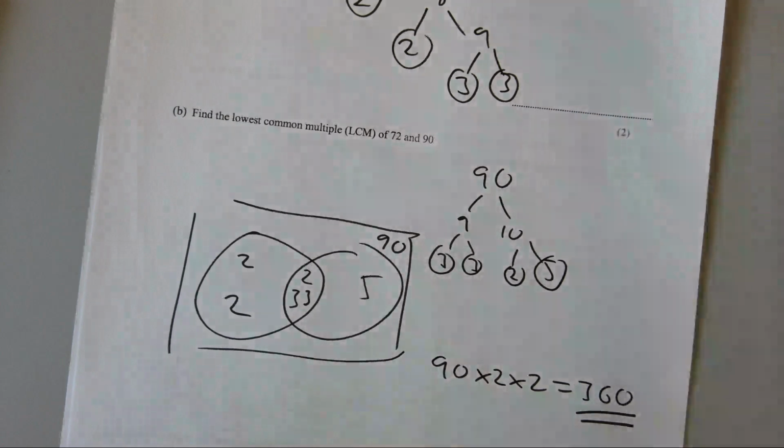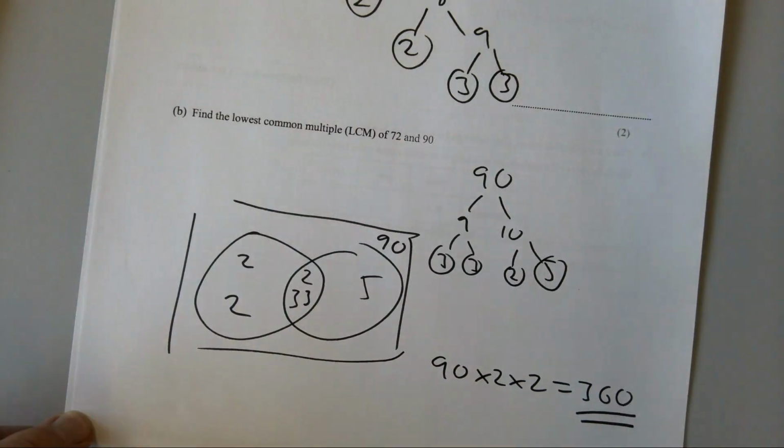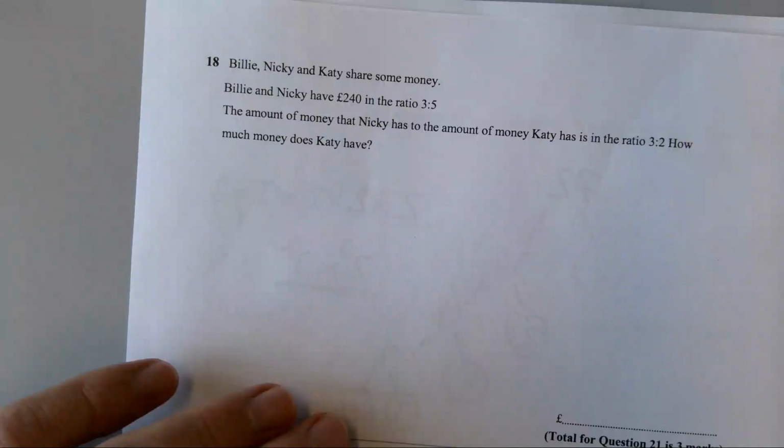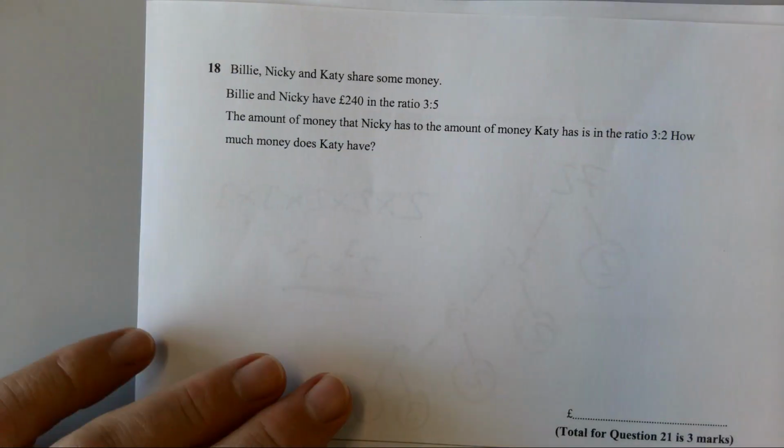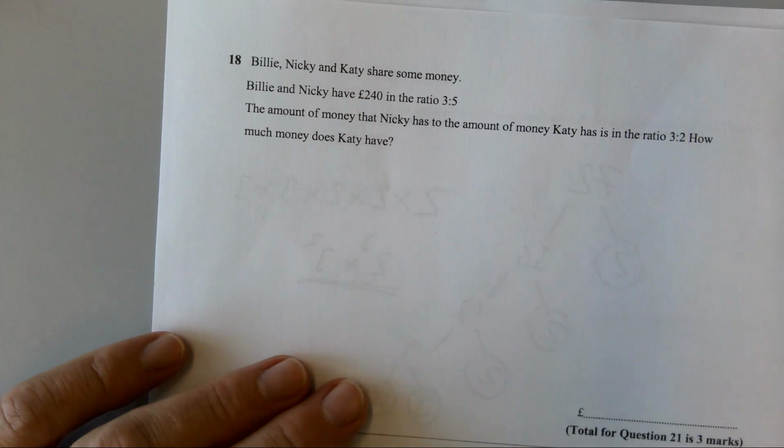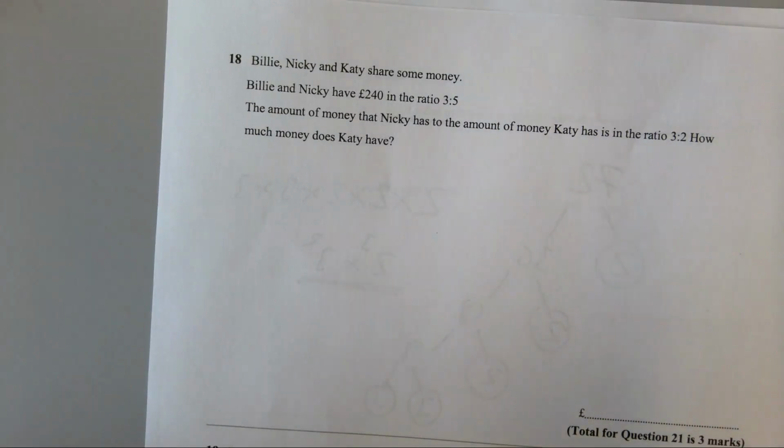Then continuing on through, question number 18. Billy, Nicky and Katie share some money. Billy and Nicky have £240 in the ratio 3 to 5. The amount of money that Nicky has to the amount of money that Katie has is in the ratio 3 to 2. How much do they have? So first of all, let's deal with this one. Yeah, break the question up. Let's deal with this first part.